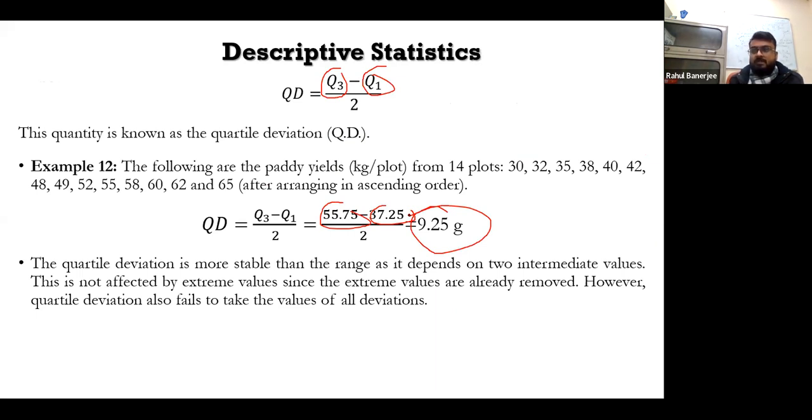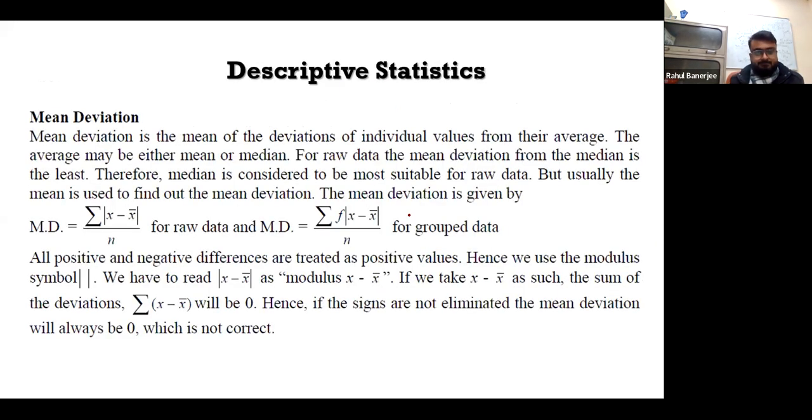So these are some of the measures that account for the variability of the data. If the range is more, that means there is more variation in the data. If the quartile deviation is more, that means there is more deviation in the data. If it is less, it means that there is less deviation in the data. But these measures are also not very good measures.